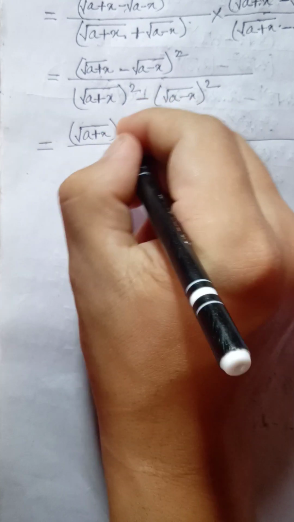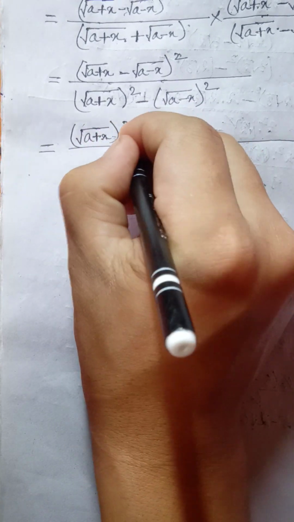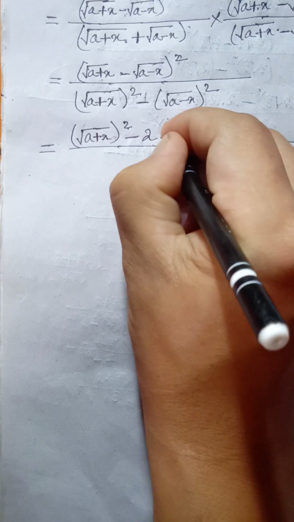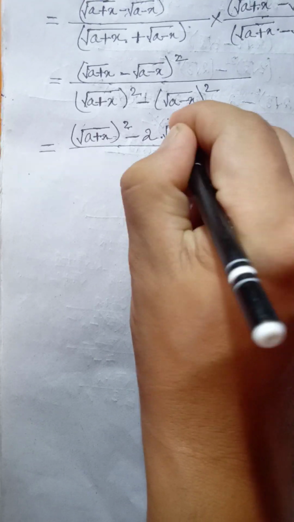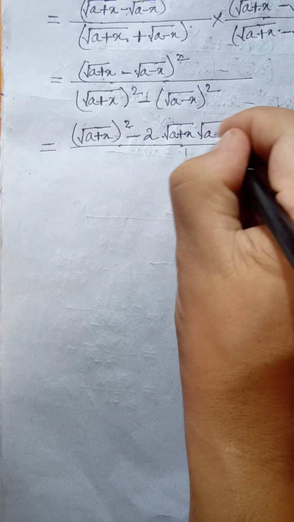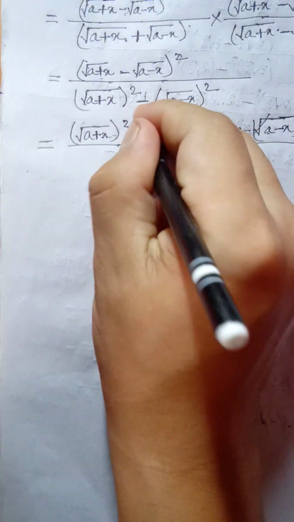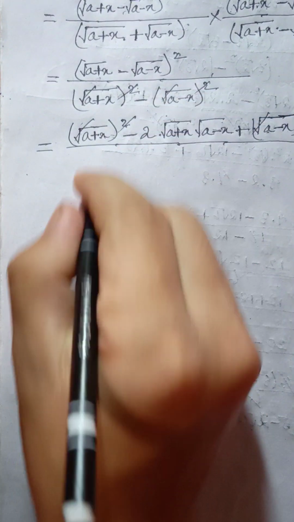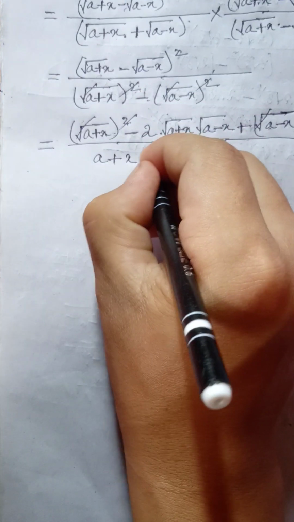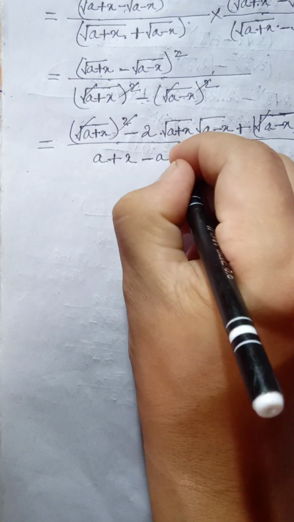Okay, a will be root over a plus x holding square, a square will be a plus root over a plus x holding square minus twice a. What will be the values of a? That is a plus x. And what is the values of b? That will be a minus x. Okay, it will be square and root cancel, square and root cancel. So what will you get? That is a plus x, minus into plus, that will give you minus into minus, that is plus x.